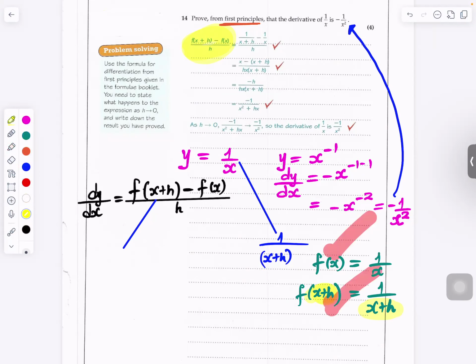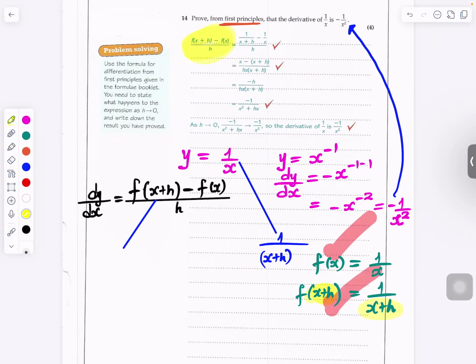Now, when you remove the bracket, this x would minus that x. So you will be left with minus h over x bracket x plus h. Does that make sense?